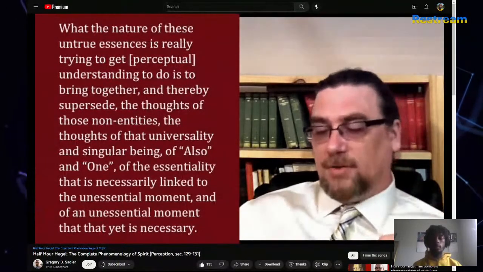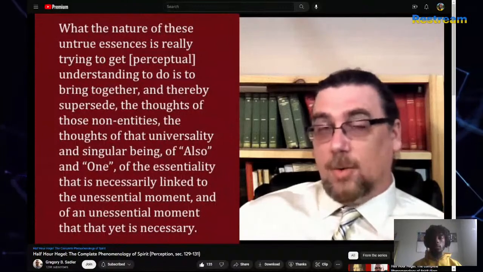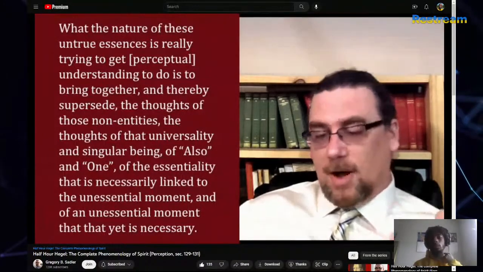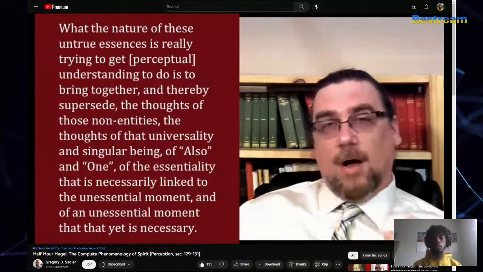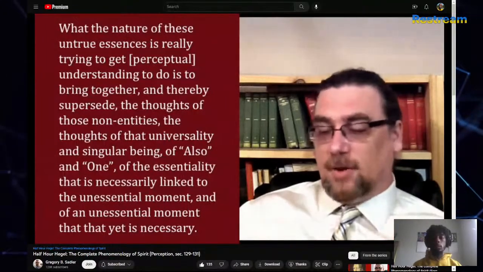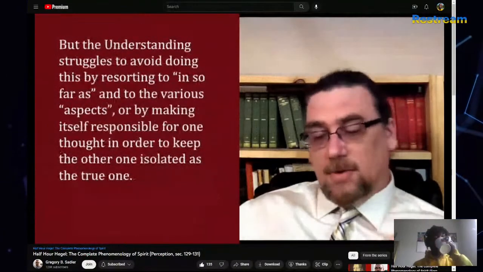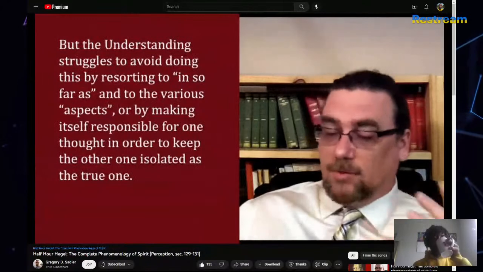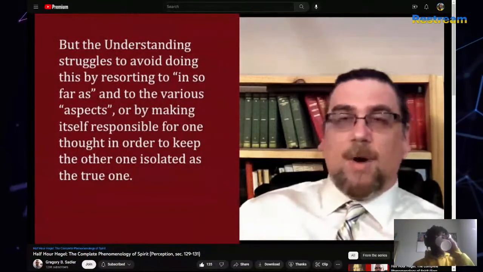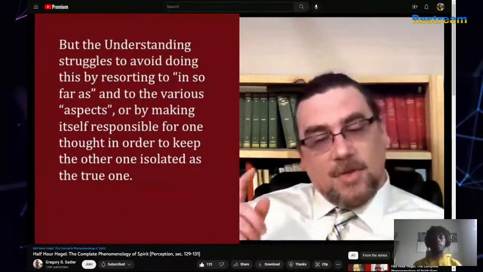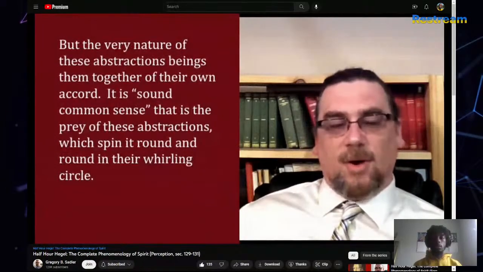What the nature of these untrue essences is really trying to get perceptual understanding to do is to bring together and thereby supersede the thoughts of these non-entities, the thoughts of that universality and singular being, of also and one, of the essentiality that is necessarily linked to the unessential moment, and of an unessential moment that yet is necessary. But the understanding struggles to avoid doing this by resorting to insofar as and to the various aspects, or by making itself responsible for one thought in order to keep the other one isolated as the true one. But the very nature of these abstractions brings them together of their own accord.